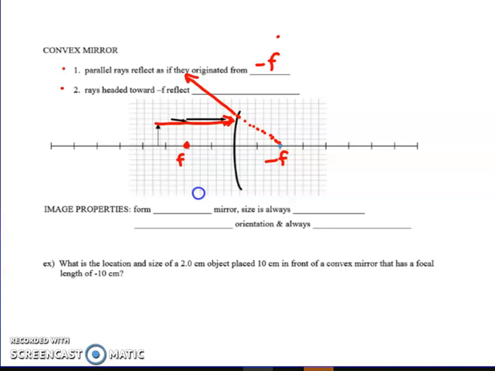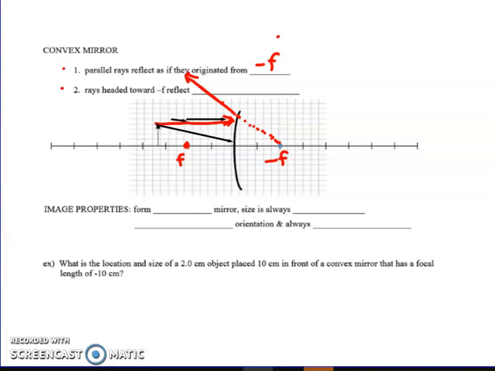So I know that the image has to be somewhere along this red line. My eye is out here, remember. Okay, so I just need something to intersect with that. And so that's the next rule: rays headed towards negative f. So I'm going to try to use this once again. I'm going to try to get this close.